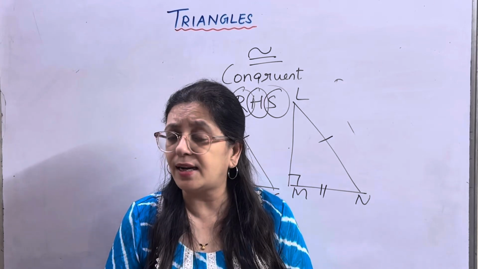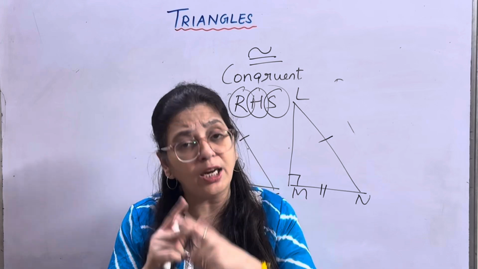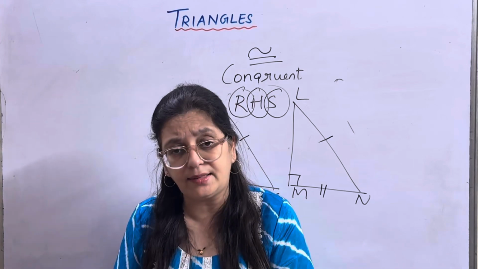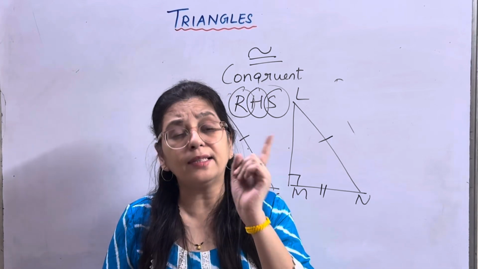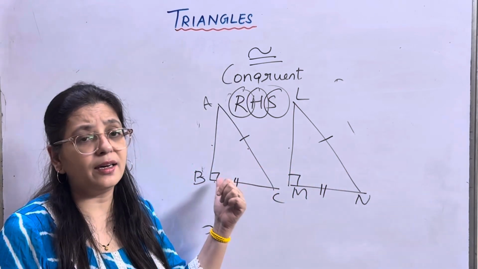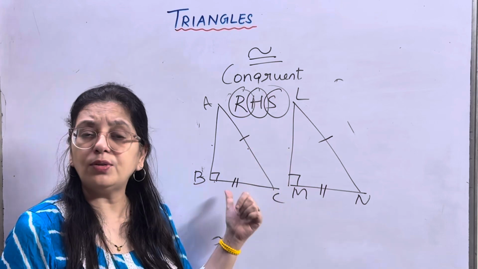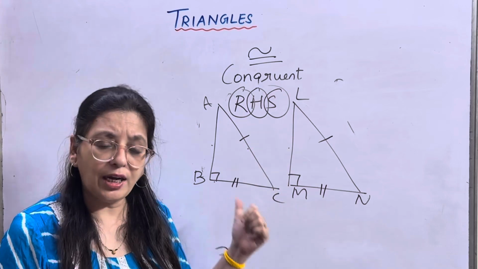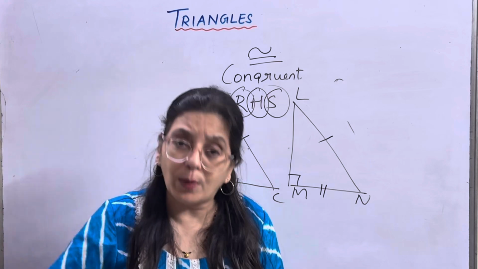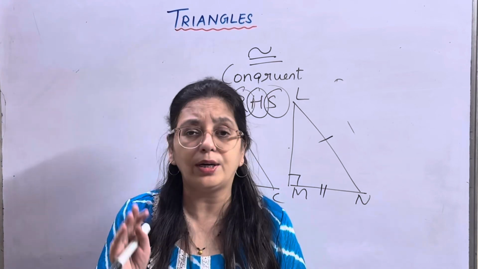When all three sides are equal, it is the SSS test. When two sides and an included angle are equal, it is the SAS test. Two angles and a side, it is the AAS test. And for a right angle, it is RHS, which is right angle, hypotenuse and any other side. So these things are required to test whether these triangles are congruent or not.